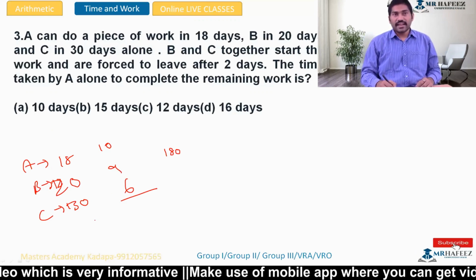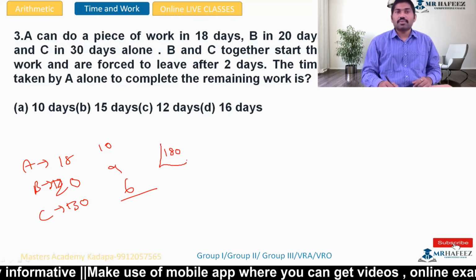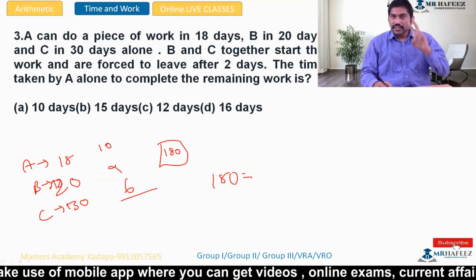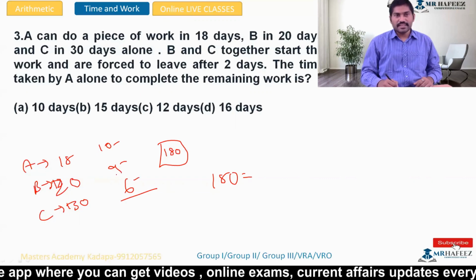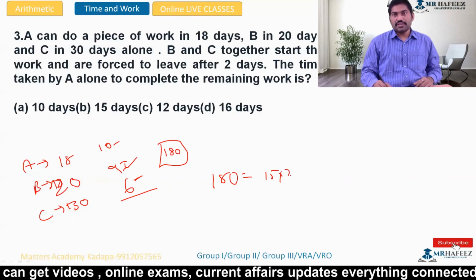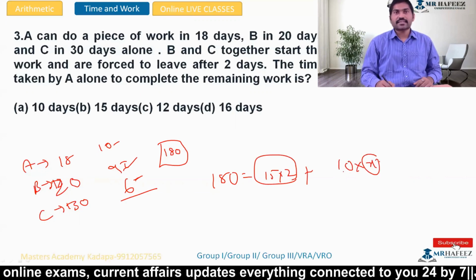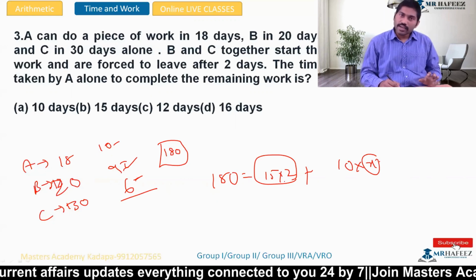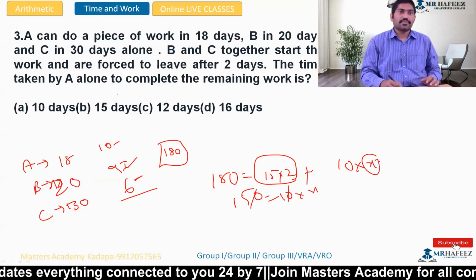So the time taken by A alone to complete the remaining work. The total work is 180. B and C worked for 2 days. The 1 day work is 10, 9, 6. B and C is 9 and 6, which means 15. 15 times 2 is 30, plus A is 10 into X, where X is the number of days for the remaining work. So 150 equals 10 into X. Zeros cancel, X is 15 days.